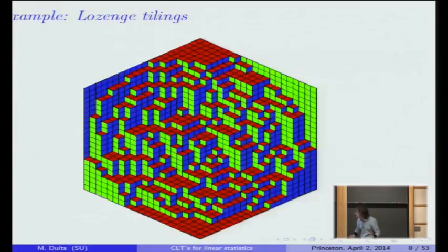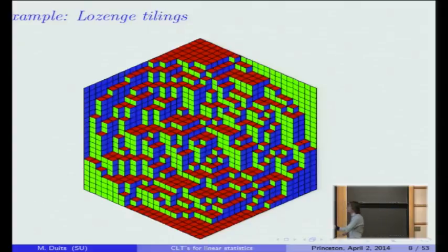Oh, sorry, I pushed the wrong button here. So here I stole a picture from the internet. I apologize if the creator is in the audience. We have a reasonably large hexagon that we have tiled in this way. And what you typically see is that there are some corners here. In the corners, we only see one particular type of tile. So these are the frozen regions in the hexagon. And in the middle, there is a disordered regime.